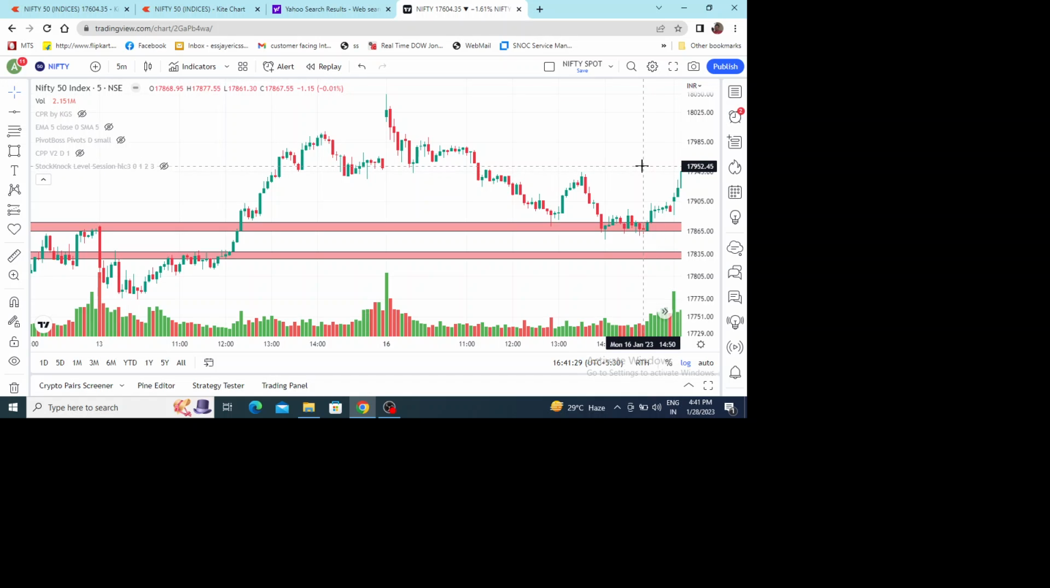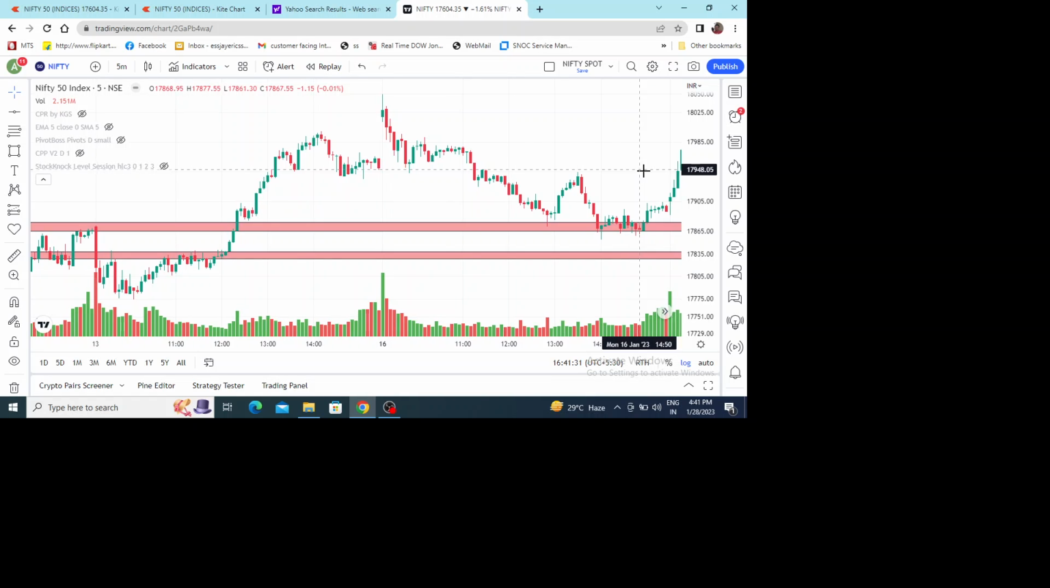How this swing high is crossed. See, it is going on crossing it. I don't want it to continuously cross. I want it to consolidate at that price for some time. Then we need to break it.